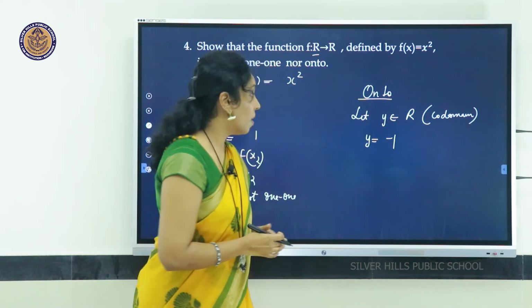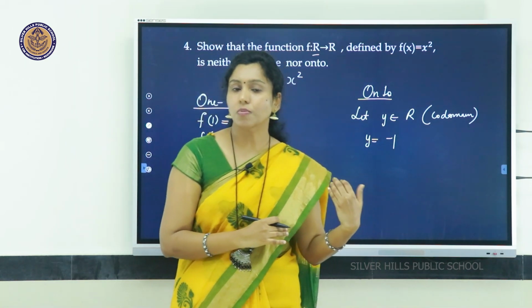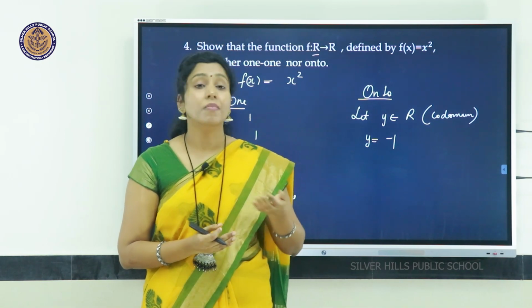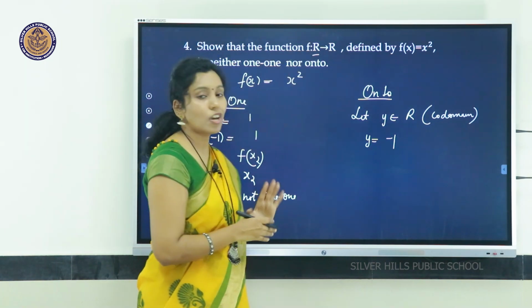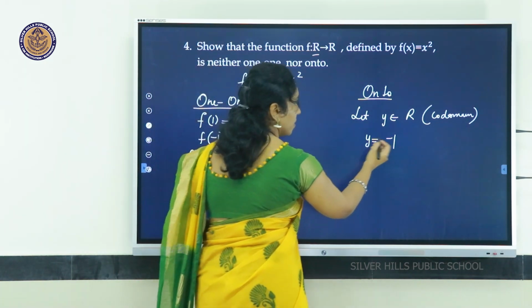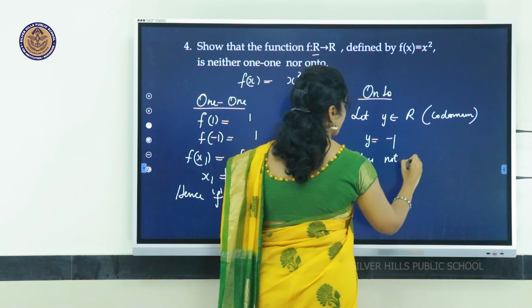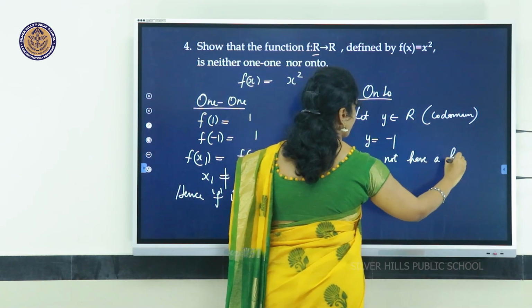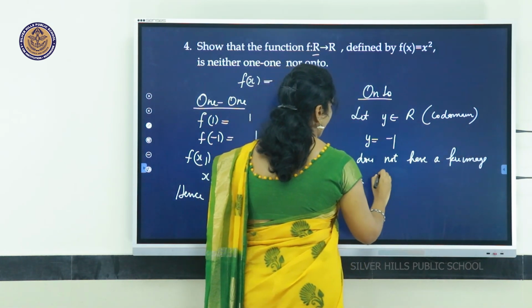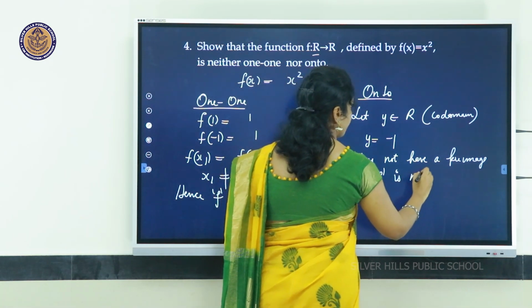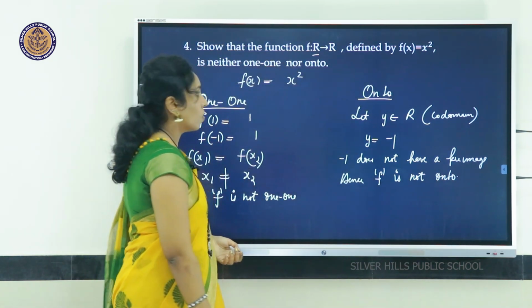So, what is the conclusion? -1 does not have a pre-image. That is not the case with -1 alone; all negative numbers, if I consider them, will not have a pre-image. So, we proved the given function is not onto. When y is -1, -1 does not have a pre-image. Hence, f is not onto. So, the proof is over.